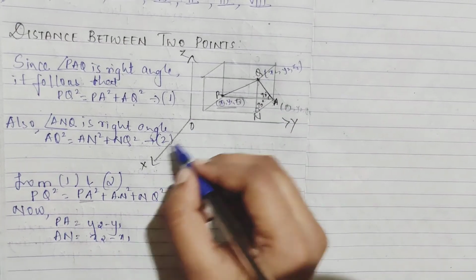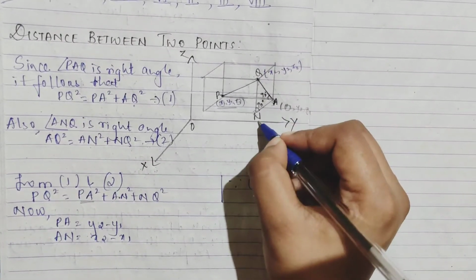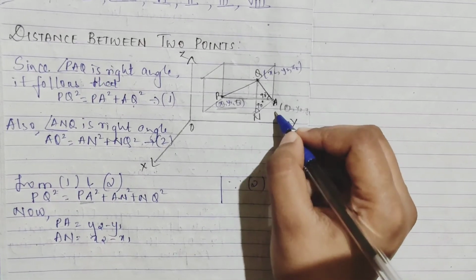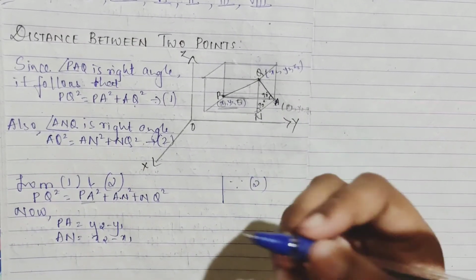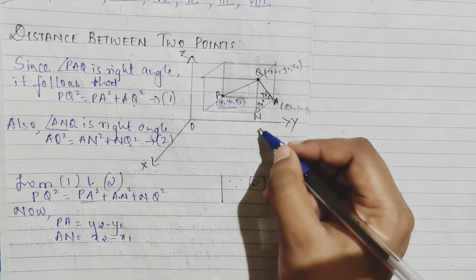AN, see, sorry, this was your AN. AN was your x axis. So here, if it is on your x axis, means coordinates of your y and z will be what? Obviously, that will be 0. So x1 y1 z1, x2 y2 z2. So this will be x2 minus x1.